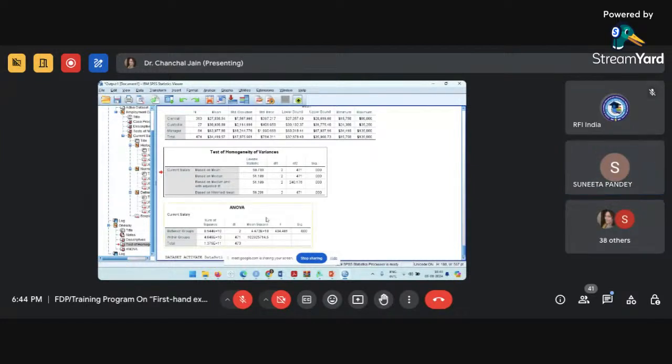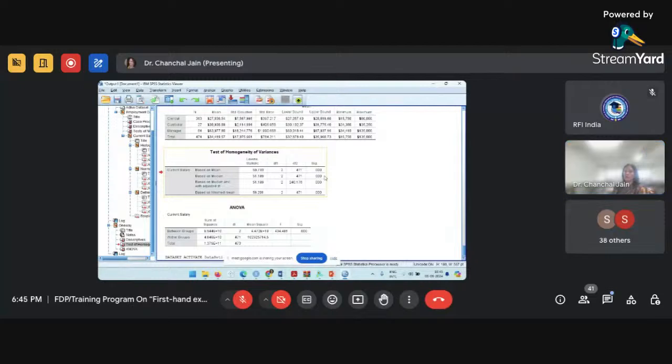So I think I said this, you need to look at the significant value. If we are looking at the significant value, what decision are we taking? We are rejecting the null hypothesis. If we are rejecting the null hypothesis, what will be the conclusion? There is absence of homogeneity of variances. Homogeneity of variances is not there. Equal variances not assumed will be the case. I hope it is clear.